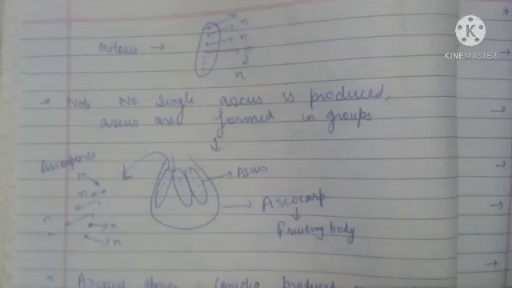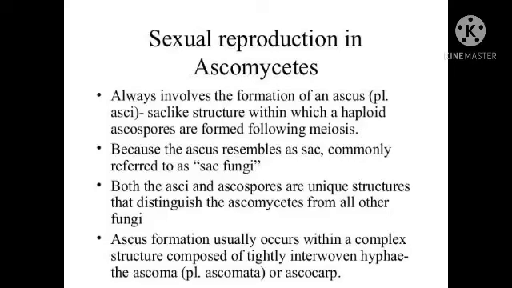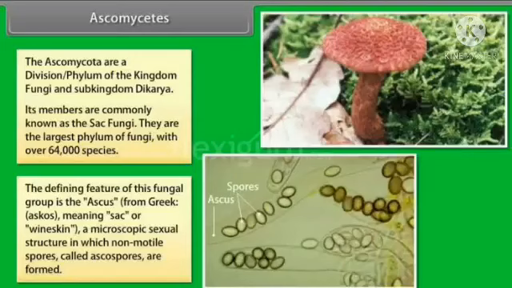So my dear students, you should always remember that no single ascus is produced. Asci are always formed in groups, and these asci in a group are kept in a fruiting body that is known as ascocarp. Under favorable conditions, these ascospores, which are haploid, will be released from the ascus and germinate, and ultimately they will produce the haploid body.